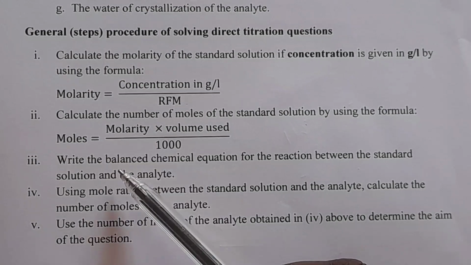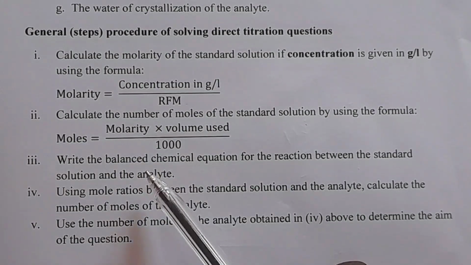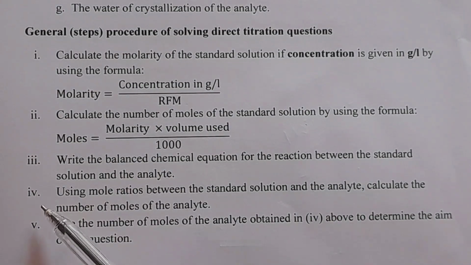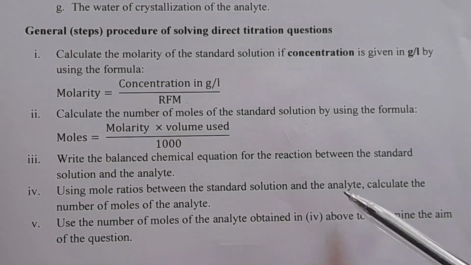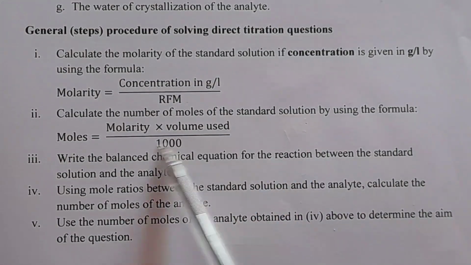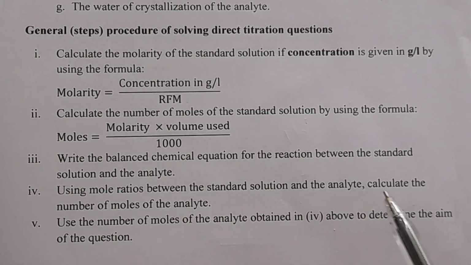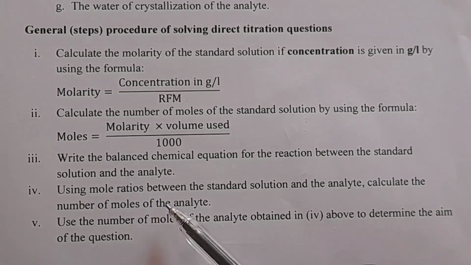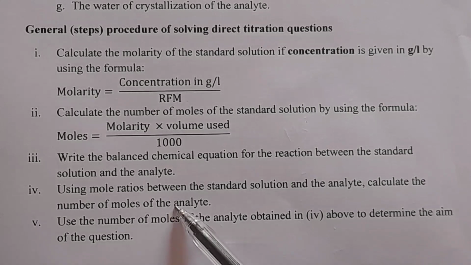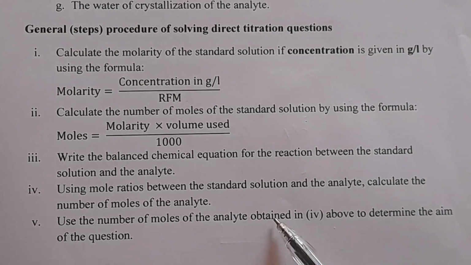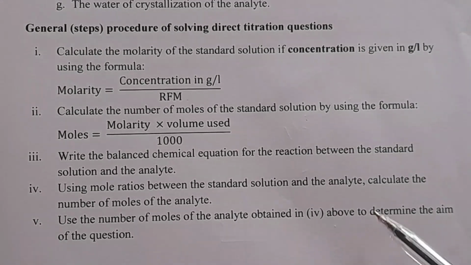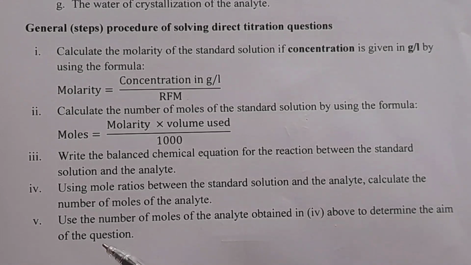Thereafter, when you have written the balanced chemical equation, the next step will be using the mole ratios between the standard solution and the analyte, using the reaction that you have written, to calculate or determine the number of moles of the analyte. Then finally, you have to use the number of moles of the analyte obtained above to determine the aim of the question.